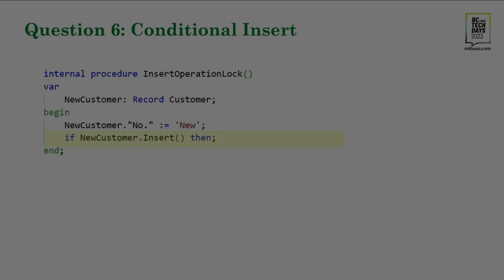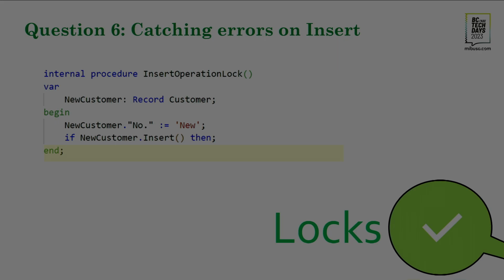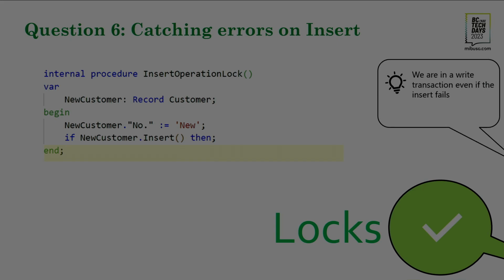Now, here, what is going to happen when you do the new customer.Insert? Who thinks it will lock? Okay. So the answer is yes, it locks. And it is going to do an exclusive lock on this customer record. And the interesting thing is that even if the Insert fails, we will count it as a write operation, and we will start locking every subsequent read from the customer table.